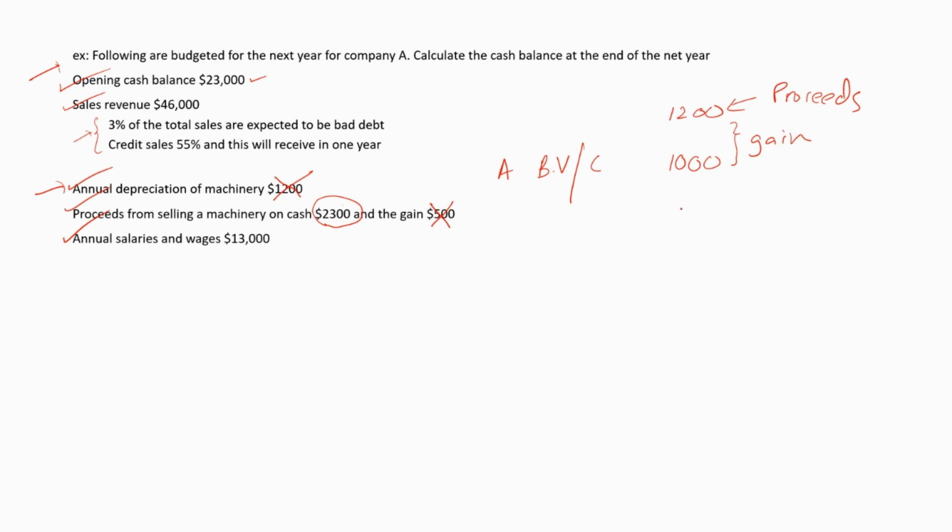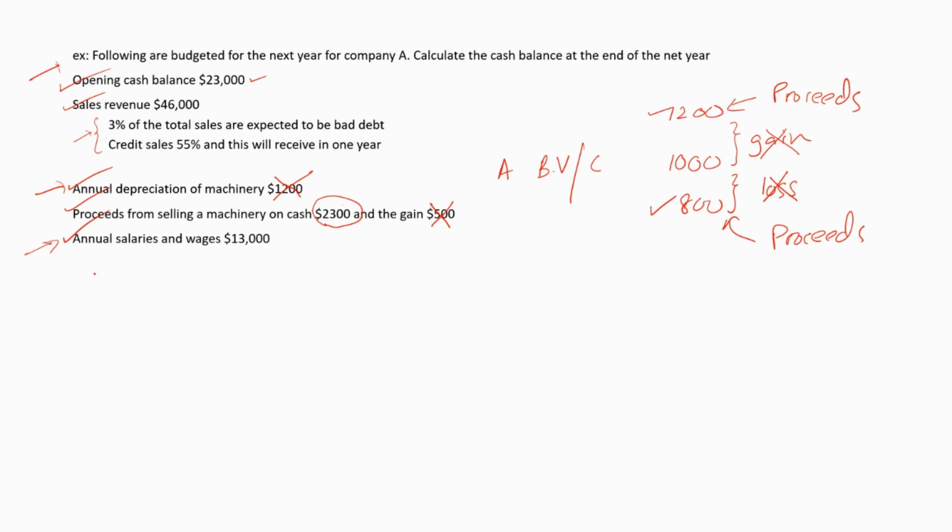And let's say the company has managed to sell this machinery only for $800. Now again, this is the proceeds. And again you can see there is a difference between these two values. This is a loss. We consider the proceeds for the cash budgets, but we do not consider gains or losses under the cash budget because these are non-cash items. And they have finally given us the annual salaries and wages. These are cash items. Now we can prepare the cash budget.